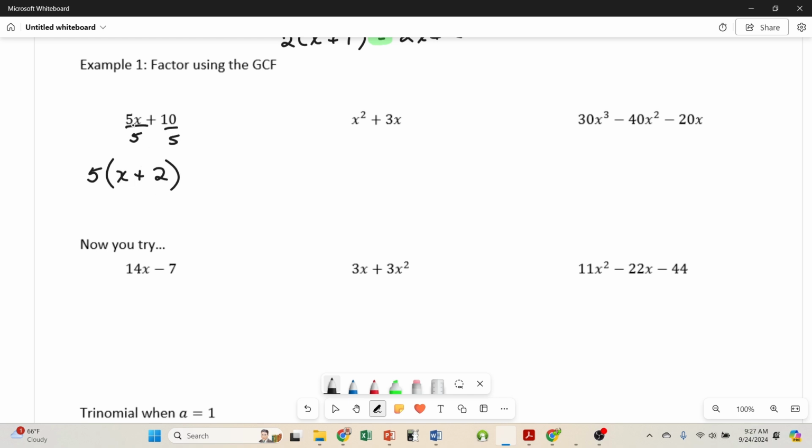Now that's for a numerical value. What if there's a variable? So here I have x squared and 3x, and that means there's an x multiplied by both of those. So we pull that out. So x comes up front. X squared divided by x is x. 3x divided by x is 3.